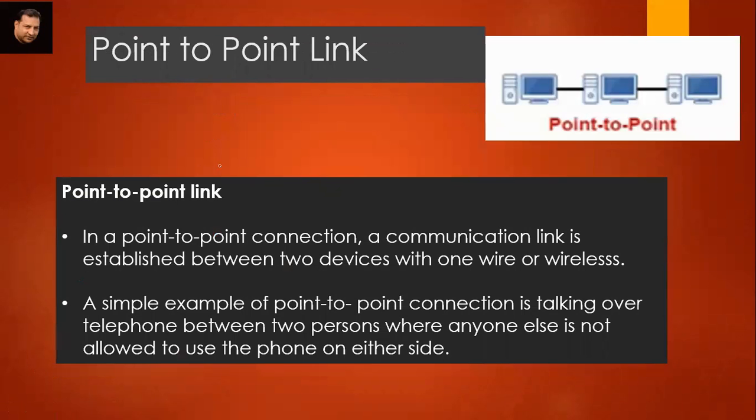So first is point-to-point link. As you can see in the image, in a point-to-point connection, a communication link is established between two devices with one wire, or it can be wireless. So that is why it is a simple point-to-point link. A simple example of point-to-point connection is talking over a telephone between two persons where anyone else is not allowed to use the phone on either side.